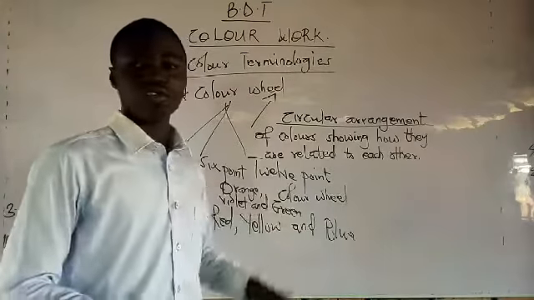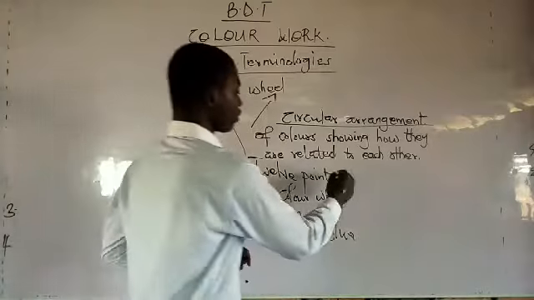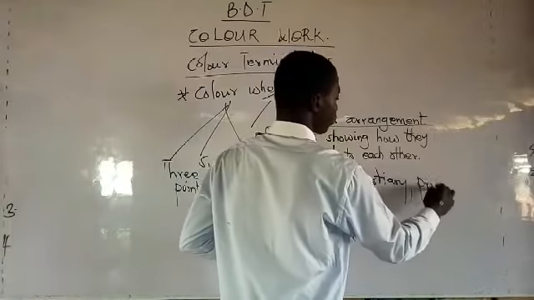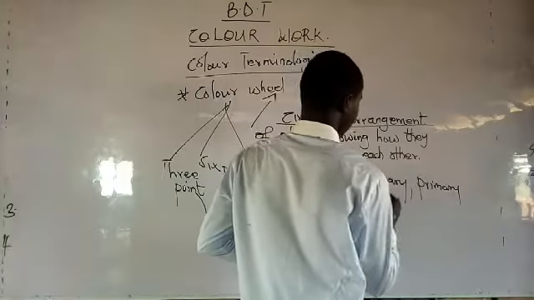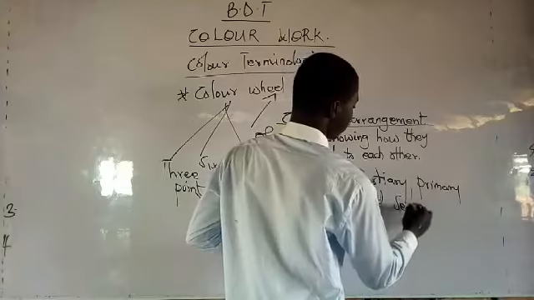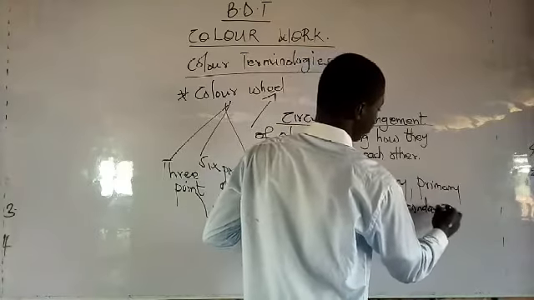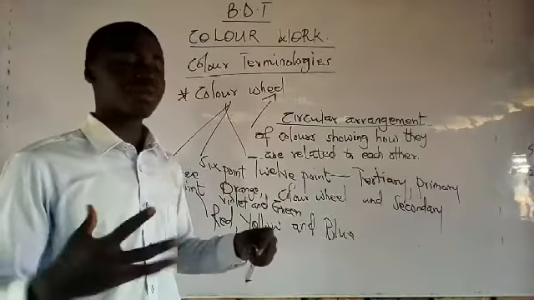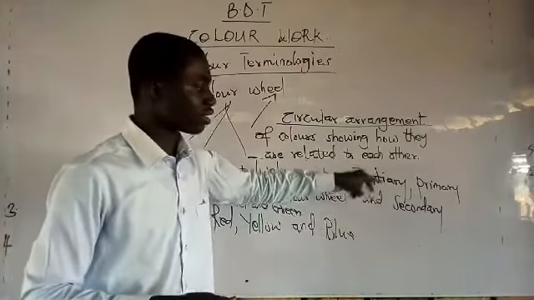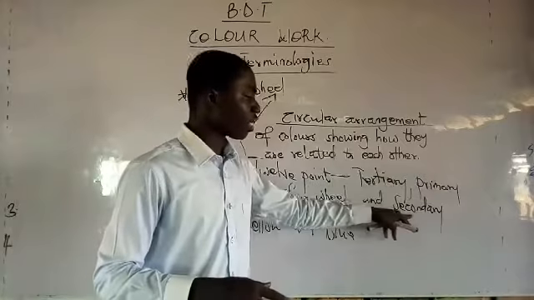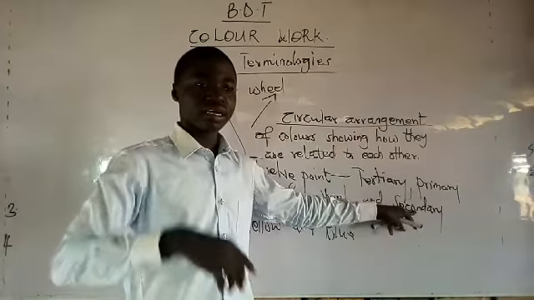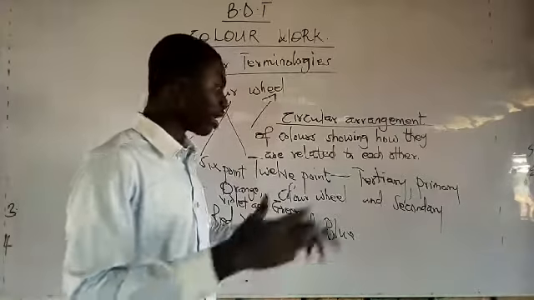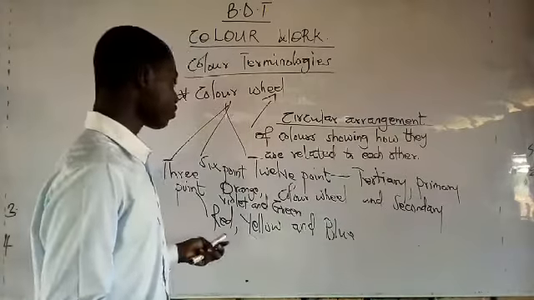And then the last one, the 12-point color wheel, also consists of the tertiary colors, the primary, and then the secondary. So when we are defining the 12-point color wheel, we say it is the arrangement of the tertiary colors, the primary colors, and the secondary colors in a circular form, showing how they are related to each other. So that's it for the definition.